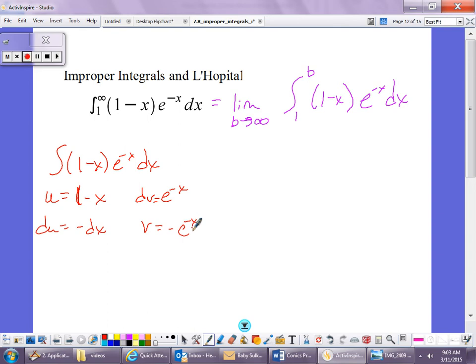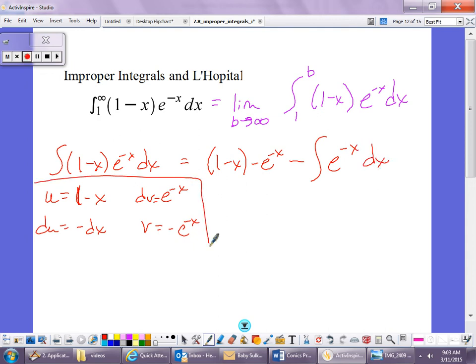So this thing here is equal to, remember, it's u times v minus the integral of v du. So u times v, we've got 1 minus x, negative e to the negative x, minus the integral of v du. And so that's negative e to the negative x times negative dx. The negatives cancel, right? So you just end up with e to the negative x dx. And box this out so it doesn't confuse us too much.